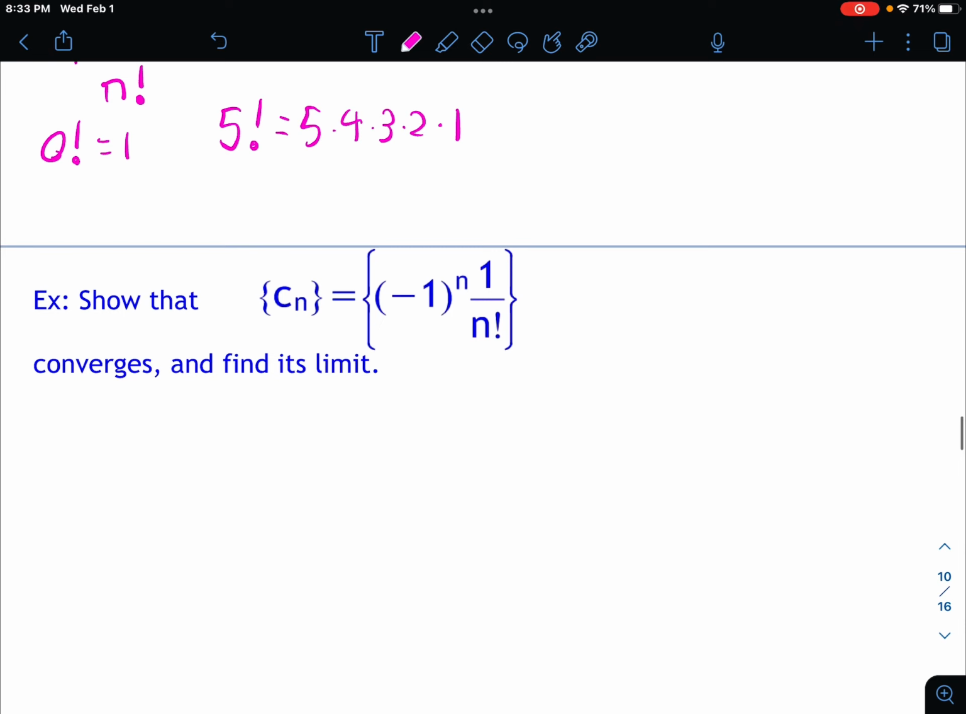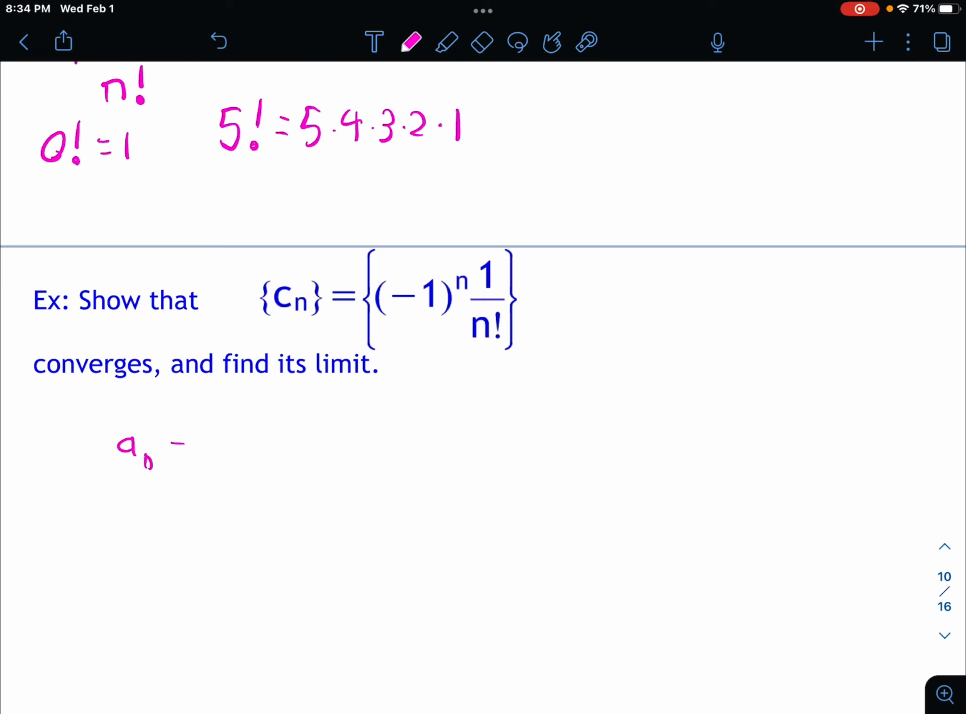So we have a sequence where c sub n is equal to negative 1 to the power of n times 1 over n factorial, okay? We have to show that it converges, and then find its limit. To apply the squeeze theorem, we need to show that two convergent sequences are related to c sub n. So we're going to relate it to something that we know is going to converge. We're going to take two functions.